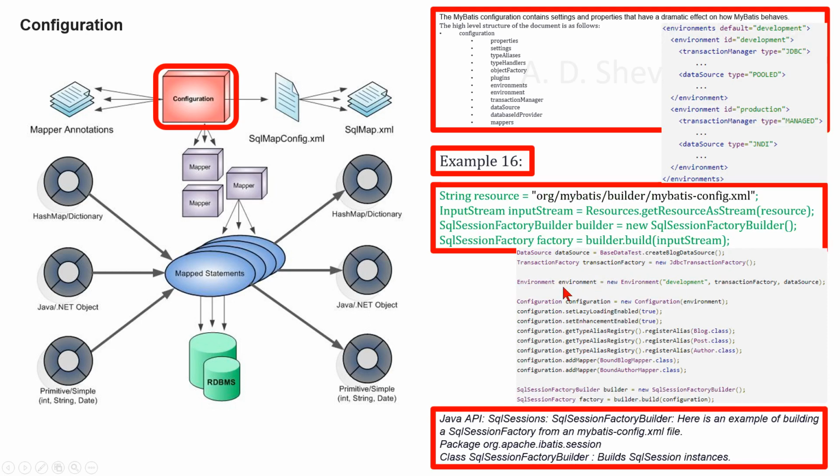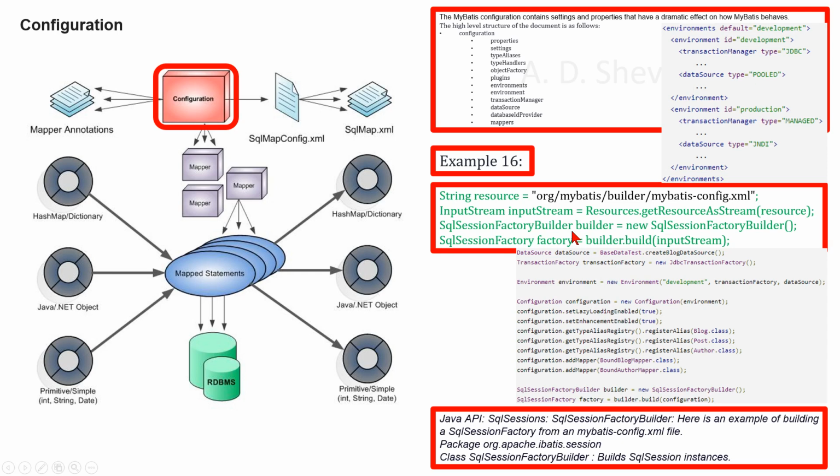Now we are considering the SqlSessionFactoryBuilder and SqlSessions in the Java API. Here is an example of building a SqlSessionFactory from a mybatis-config.xml file. The SqlSessionFactoryBuilder builds SqlSession instances. It is in the package org.apache.ibatis.session.